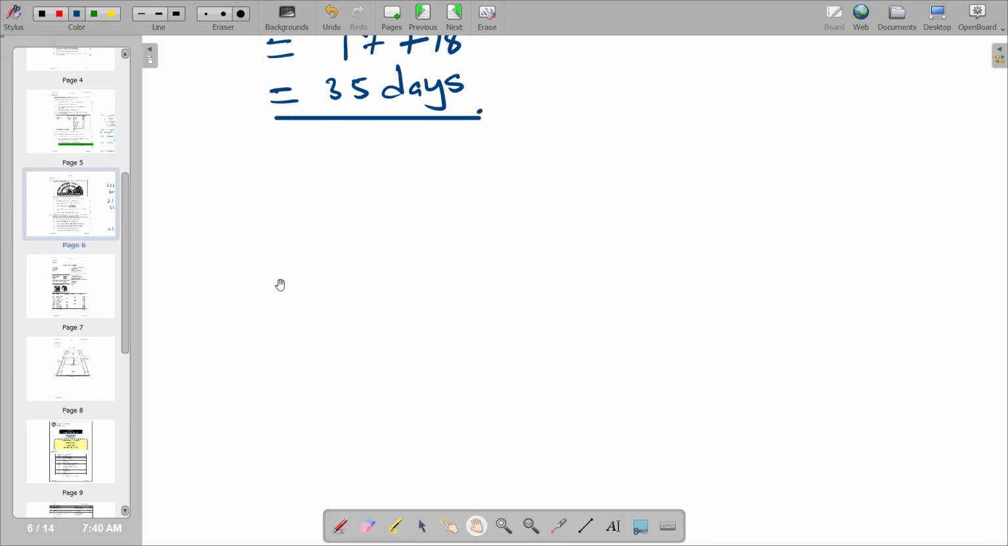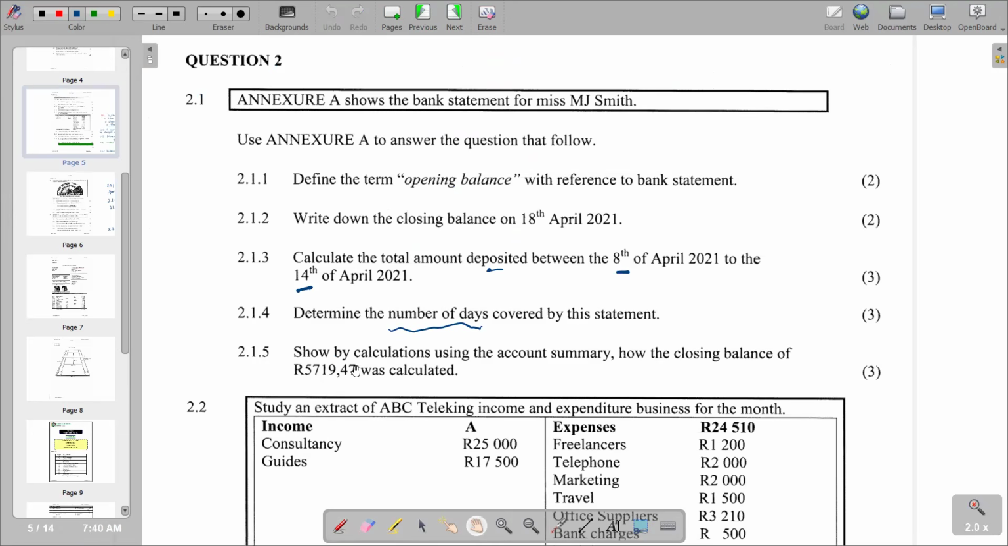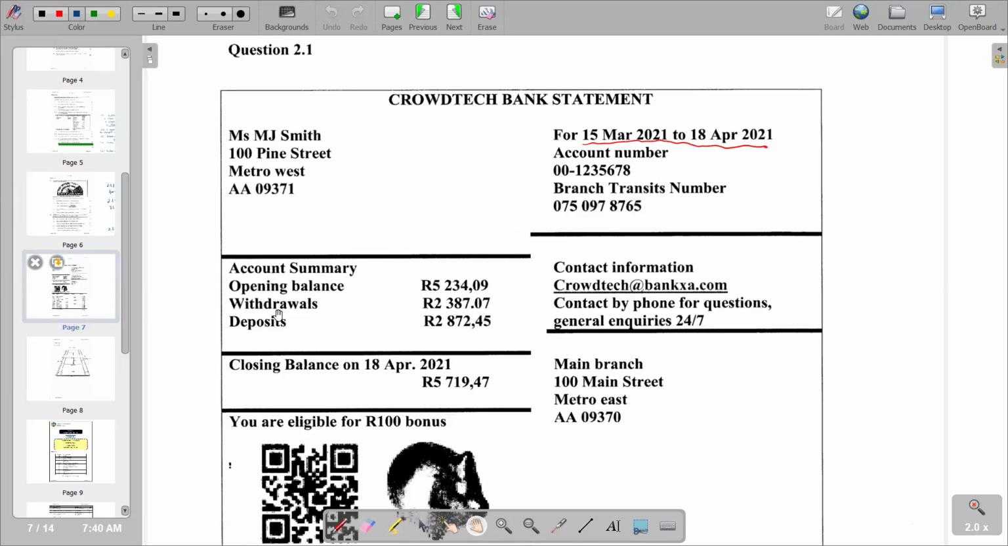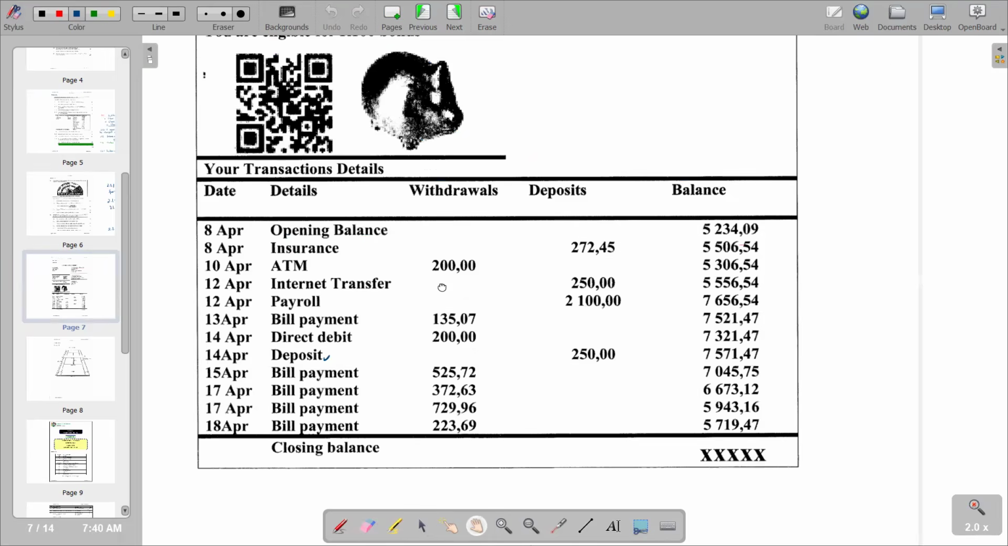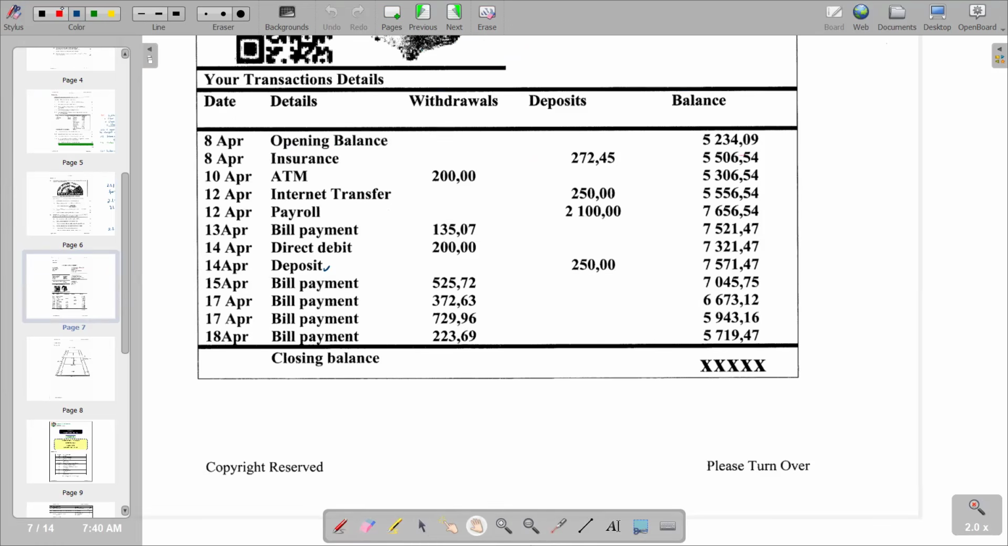So moving on to the next part, we have: show by calculations using the account summary how the closing balance of 5,719 rands 47 cents was calculated. So I'm coming here to see that they are asking about this final balance. How was it calculated? So obviously we are going to say opening balance, for instance, and then we add deposits, and then we subtract total withdrawals.